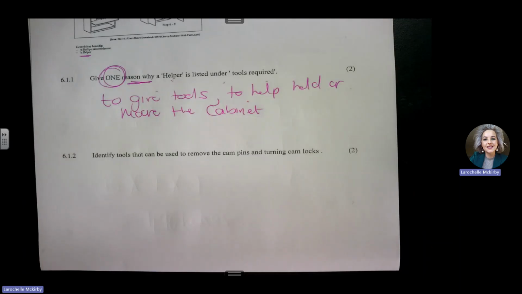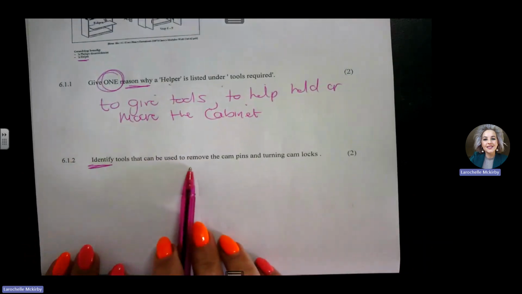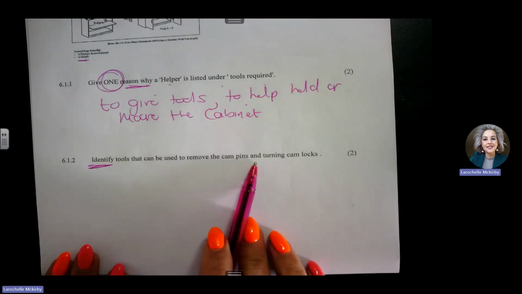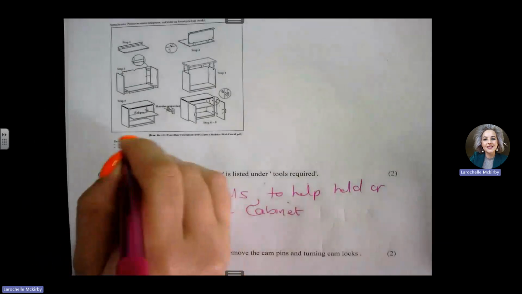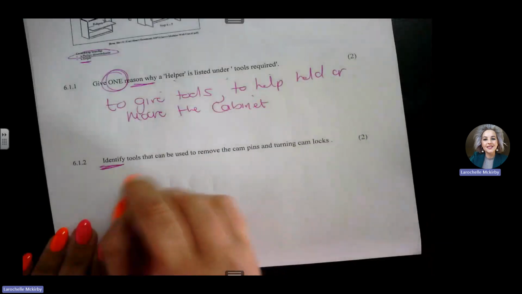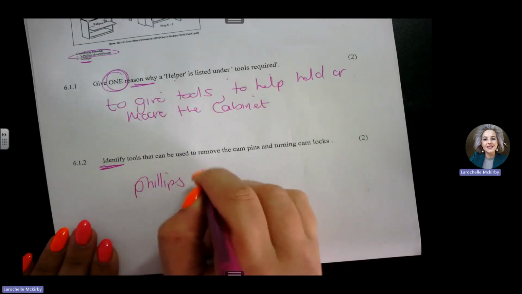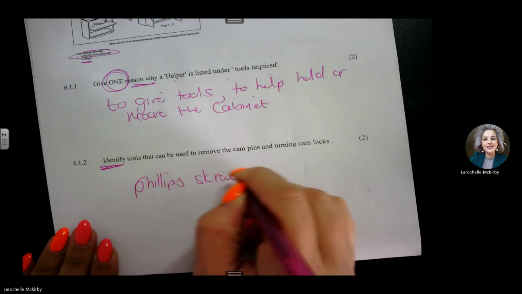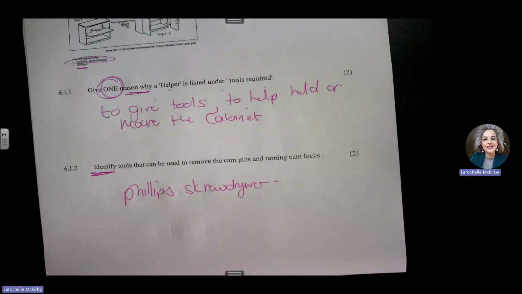Example. Okay, 6.1.2. Identify the tool that can be used to remove the cam pins and turning cam locks. Right, so what tool is mentioned here? Very easy, a Phillips screwdriver. There we go. See, everything I have just read off the instructions there.